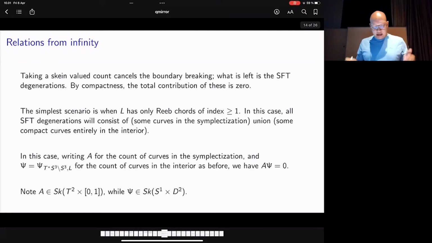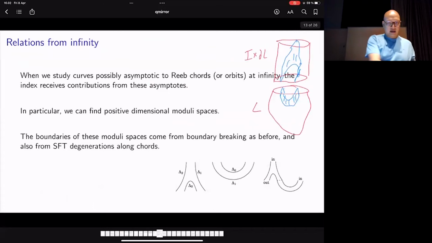Okay, so if you have these Reeb chords, and if they all have index at least 1, then if you ask how these curves can break in a one-parameter family, well, by a dimension count, there's only one possible way. The only possible way is you have some curves out at infinity in this cylinder, and then you have some curves in the interior, and moreover, none of these curves go to these Reeb chords. Why do they not go to these Reeb chords? Well, if I allowed curves going to these Reeb chords of positive index inside here, the dimension of that family would be negative, so it shouldn't exist. It has the wrong dimension to exist.